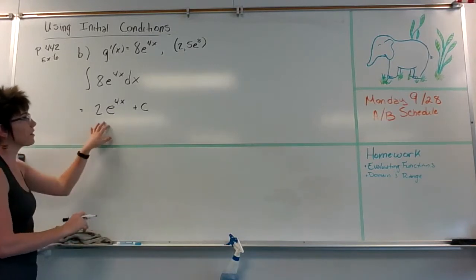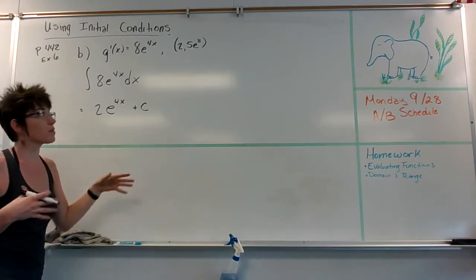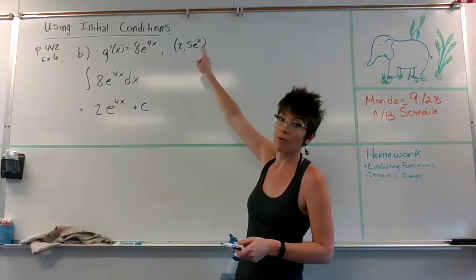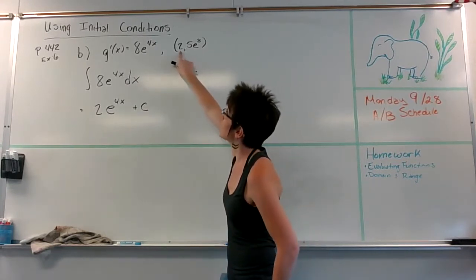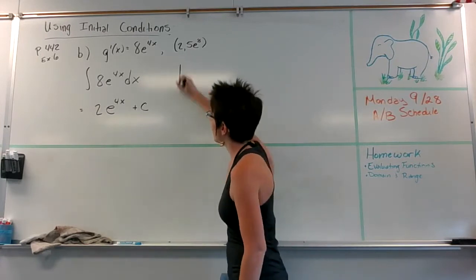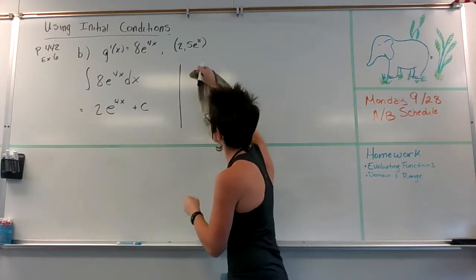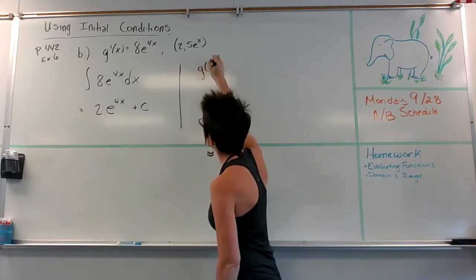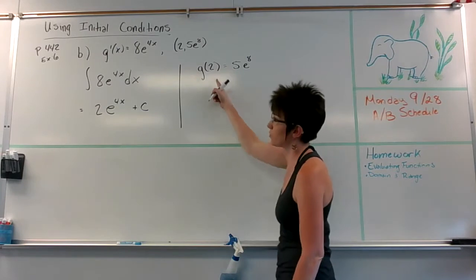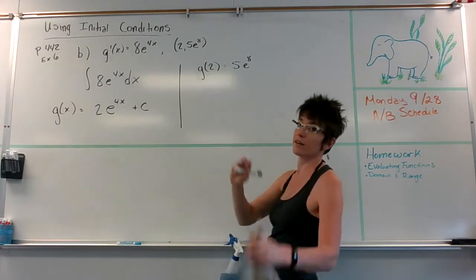Okay, so this is my family of antiderivatives, where c could be any real number, but now I'm going to think about finding the exact antiderivative that goes through that single point. So 2 is equal to x, and the 5e^8, that's my output, that's my y value. So I know that I'm working with g. If I do g of 2, that would be equal to 5e^8. Well, this is my g of x candidate, my antiderivative candidate.